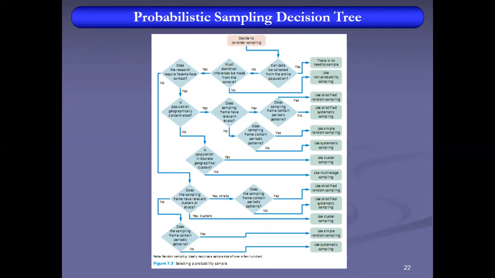This is a decision tree for using probability sampling. By answering yes or no to these questions, we can select and collect the data using multi-stage sampling.